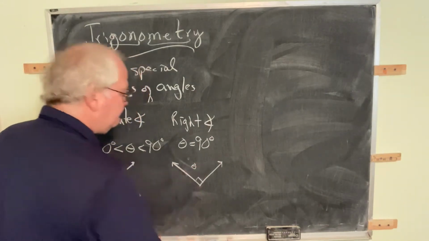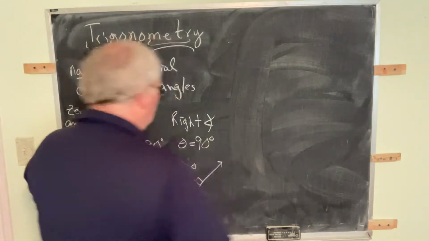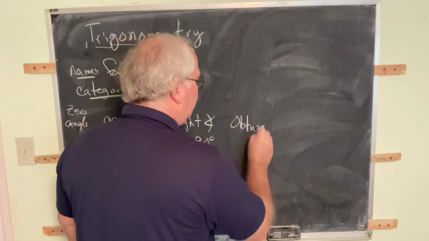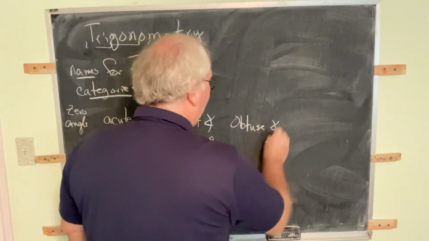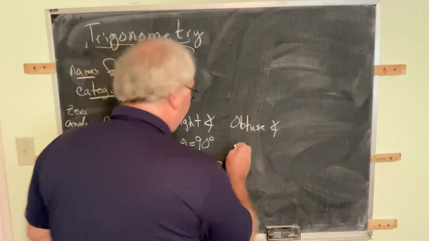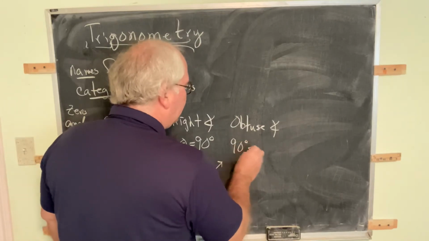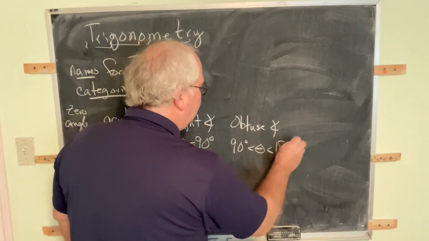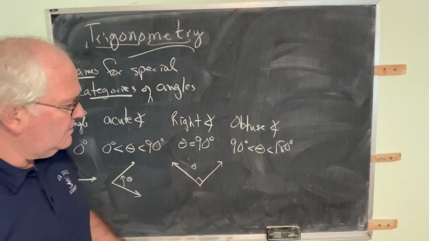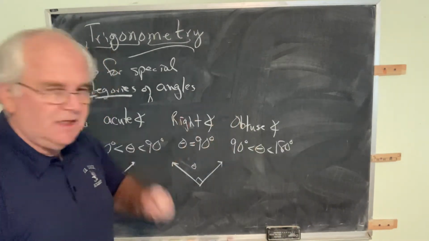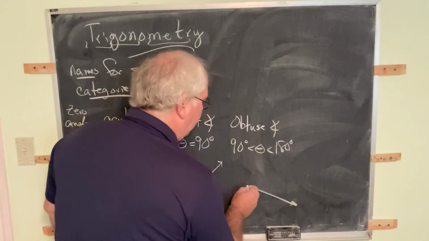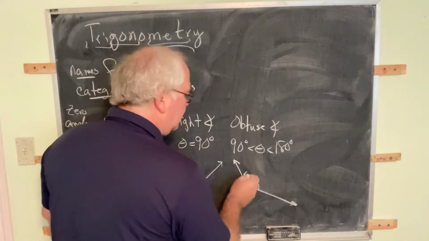So here's theta. And then after a right angle, what is larger than a right angle is an obtuse angle. And for an obtuse angle, don't simply say greater than 90. What you should say is 90 degrees is less than theta is less than 180 degrees. If you simply say greater than 90 degrees, that would include things like 200, and that's not considered an obtuse angle for our purposes. So here's the initial side, and we have this. This is between 90 and 180 degrees.